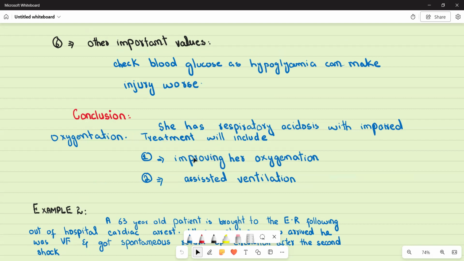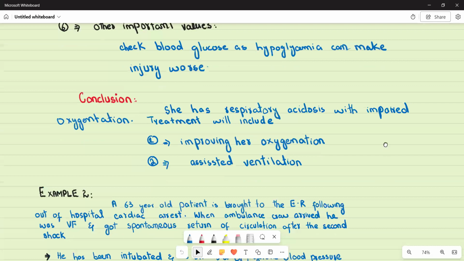So the treatment will include improving her oxygenation, so probably passing a more definitive airway, and assisted ventilation because her respiratory rate is quite low, it's 8. So we are going to intubate and ventilate the patient. We will give assisted ventilation, maybe 15 breaths per minute, and it will help her to rapidly exhale that carbon dioxide and return her pH to normal. Okay. So I hope this scenario was clear.